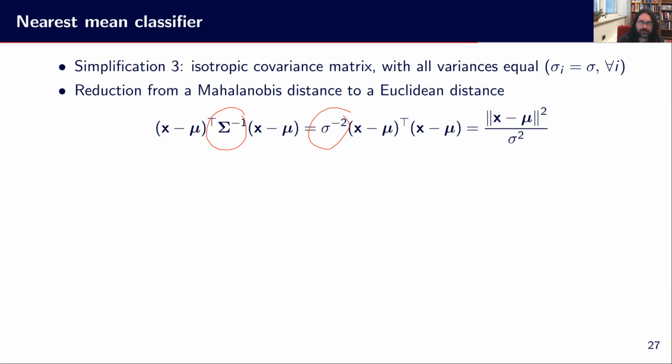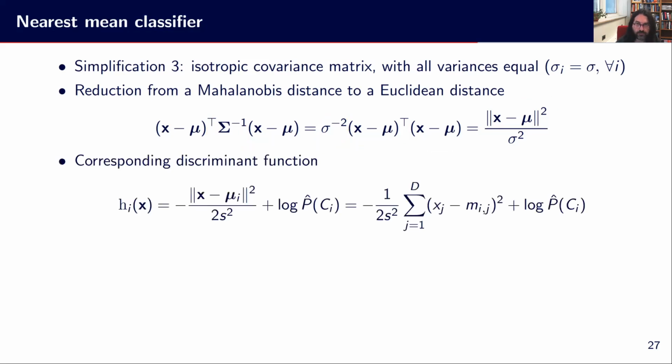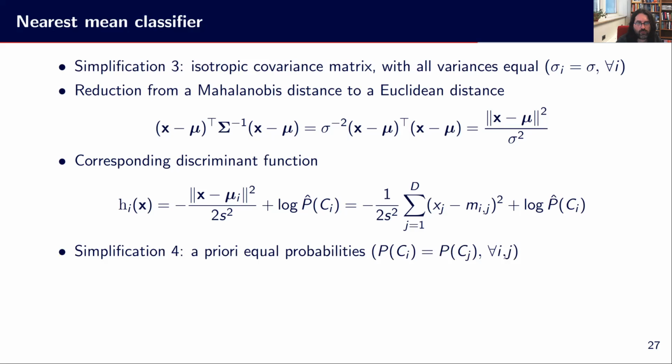And the rest is basically something that can be simplified as Euclidean distance. So it's a way to fall back on some kind of Euclidean distance here. And as such, the corresponding discriminant function will be this. So it's basically the same that we saw before with all the simplifications here. It goes to something kind of simple. And we make a fourth simplification. We assume that the priors are equal. So the a priori probabilities are all equal over all classes. So P(C_i) is equal to P(C_j).